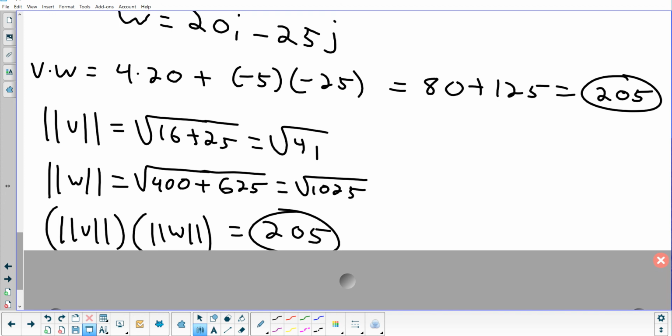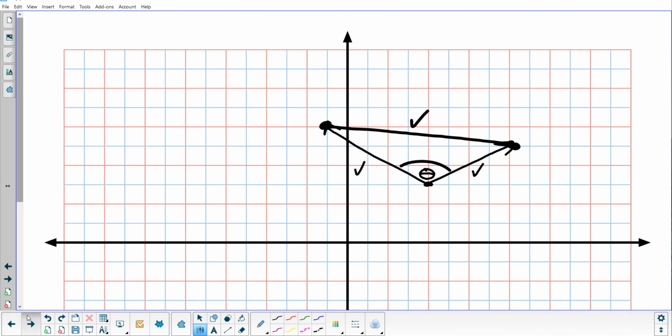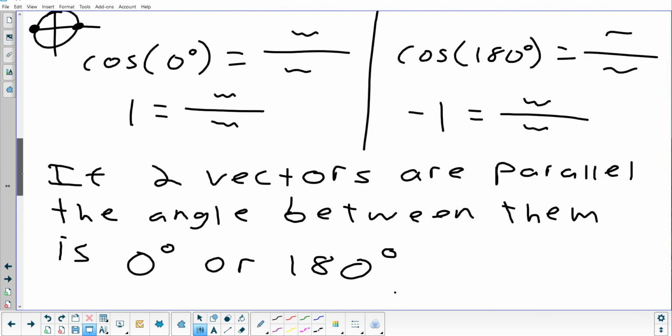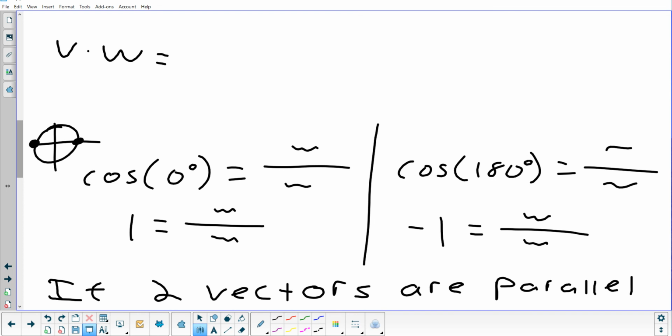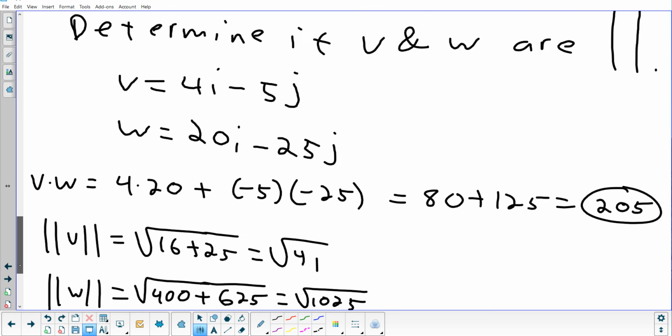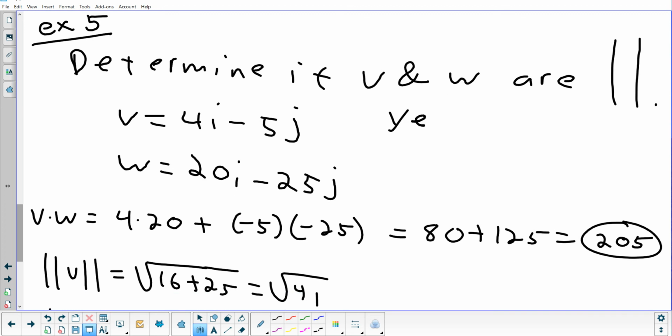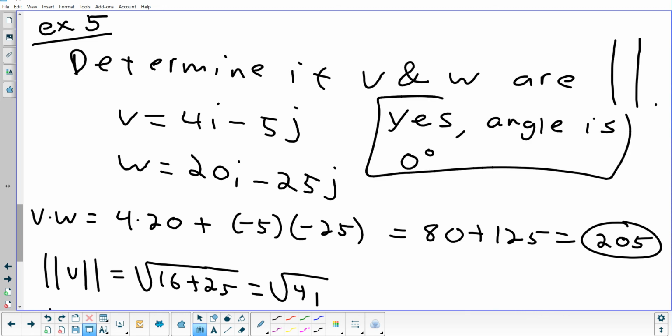Specifically, what's the angle between them? 0 degrees. It's the 0 degree case because it's equal, I forget where I did it, right here. It comes out to 1. Right? So what's the question? Determine if they're parallel. So the answer is yes. And if I asked you to be a little more specific, you could say the angle is 0 degrees.